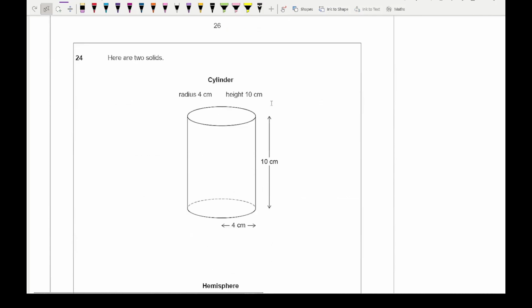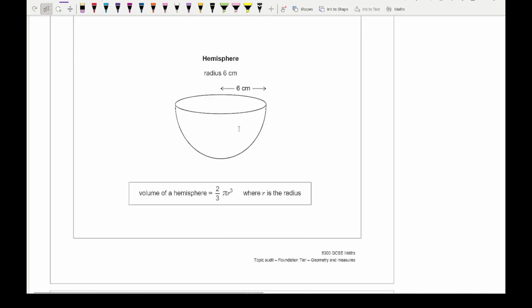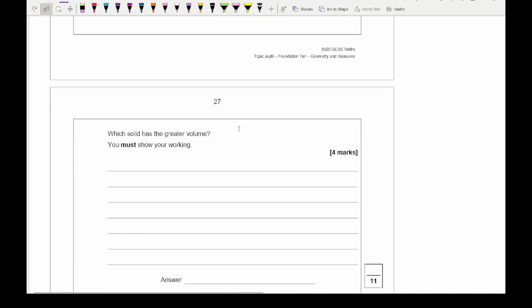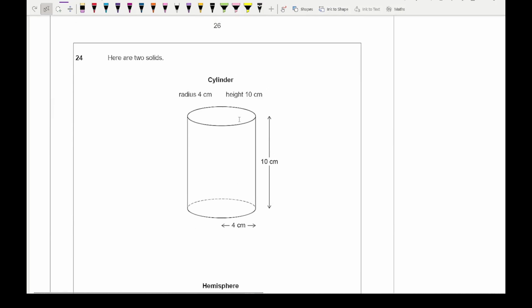Then moving on to question 24, it says here are two solids, and we've got a cylinder with a radius of 4, height of 10, and a hemisphere with a radius of 6, and the question's asking which solid has the greater volume. So for this, all we need to do is use the formula. For the volume of a cylinder, the formula is pi r squared times h.